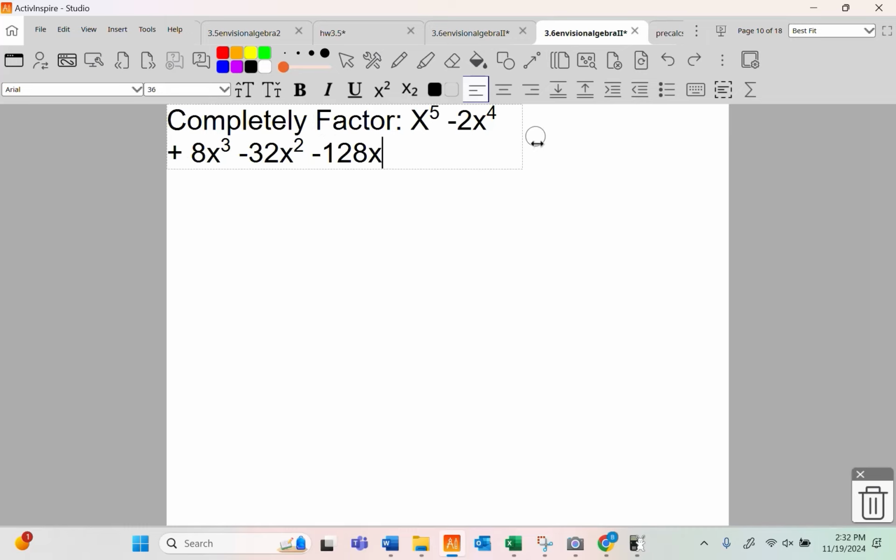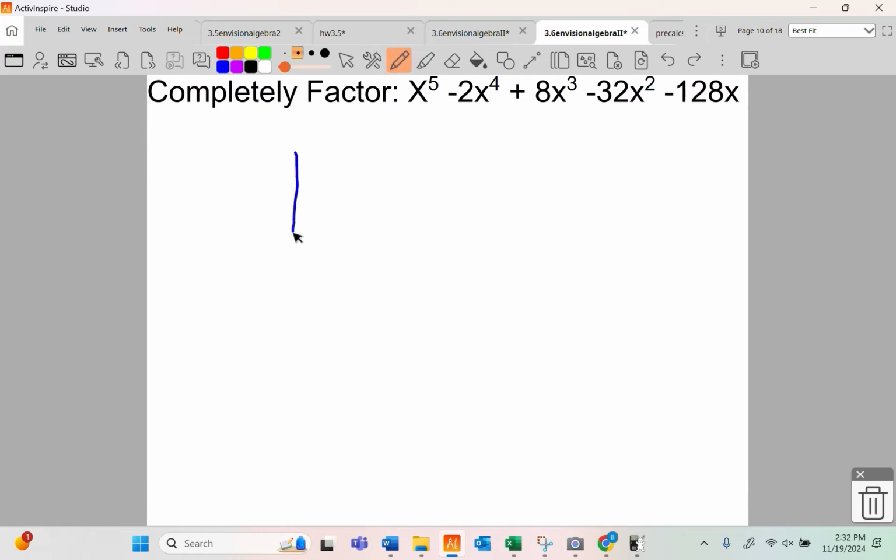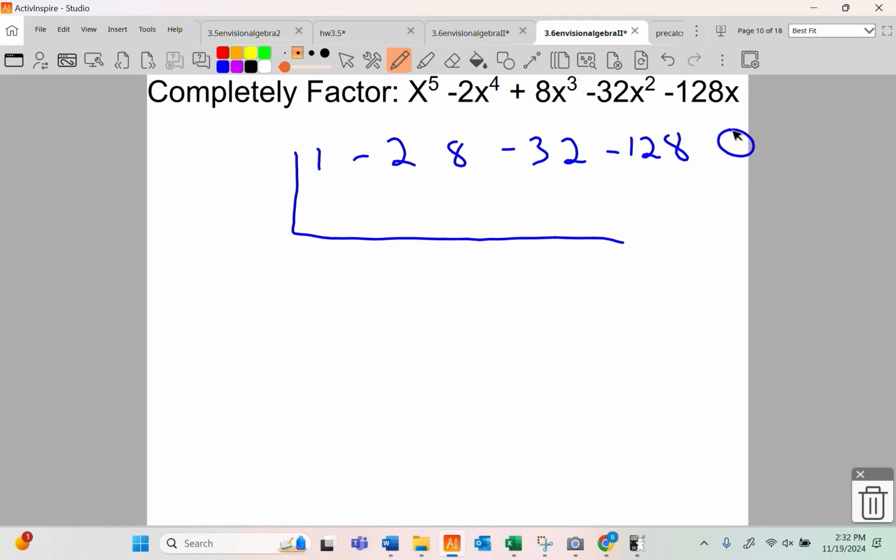Completely factor this polynomial. Not that bad. It's really not. Now, I'm going to give you one little piece of information here. It's actually a great deal. Why did I put a 0 for them? There's no constant. That placeholder is actually pretty important.